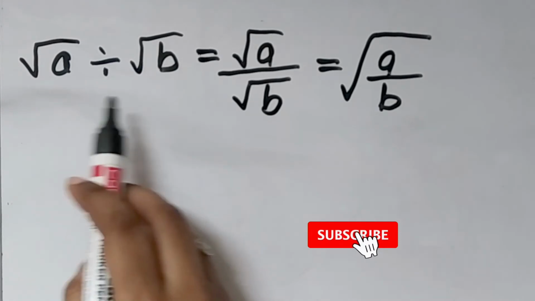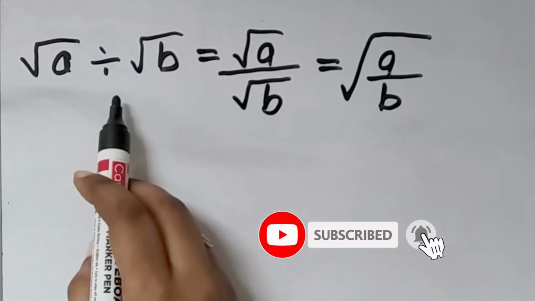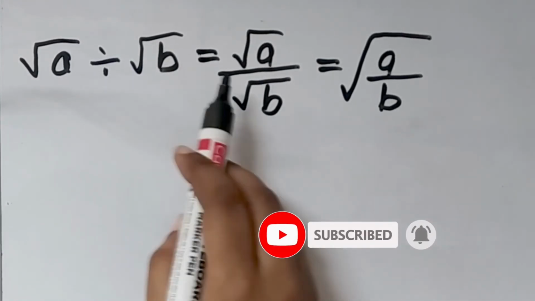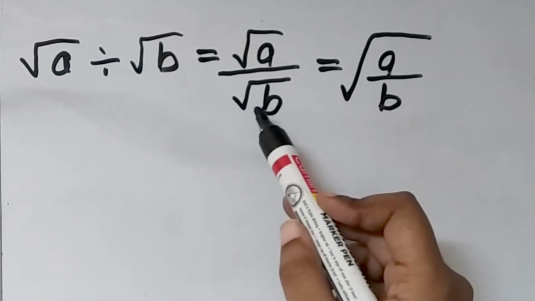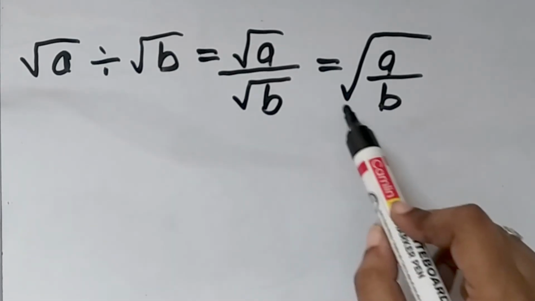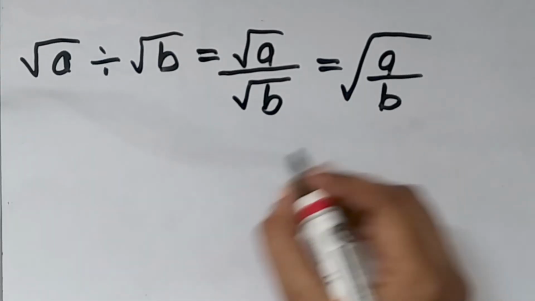Okay. Now we will see division of surds. Okay, now see, this is the property. Square root of a is divided by square root of b. If we have such numbers, then we can write it as square root of a upon square root of b. So which will be equal to square root of the whole a upon b. Okay, we will solve one problem.